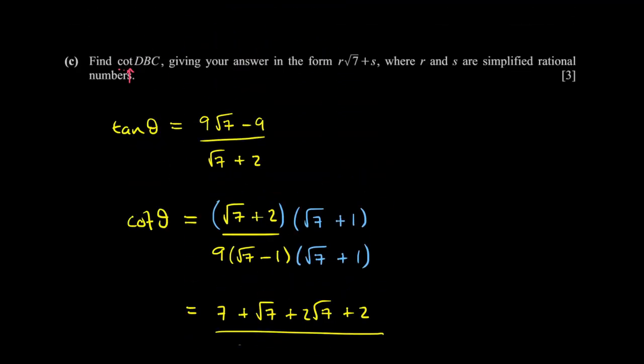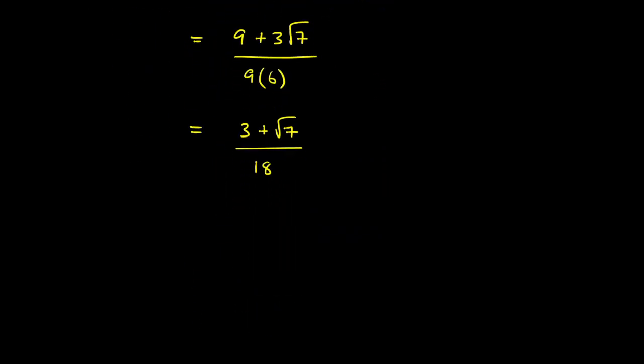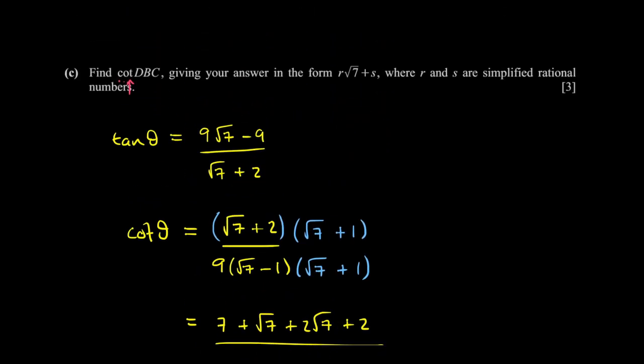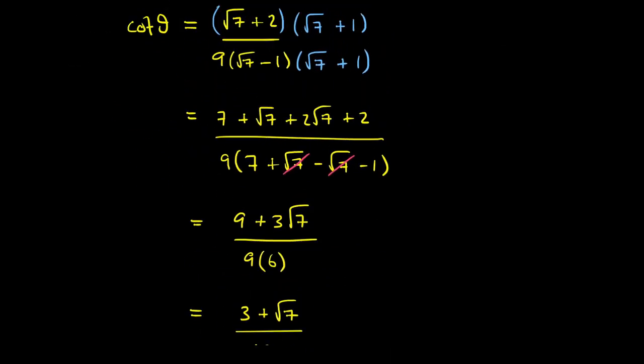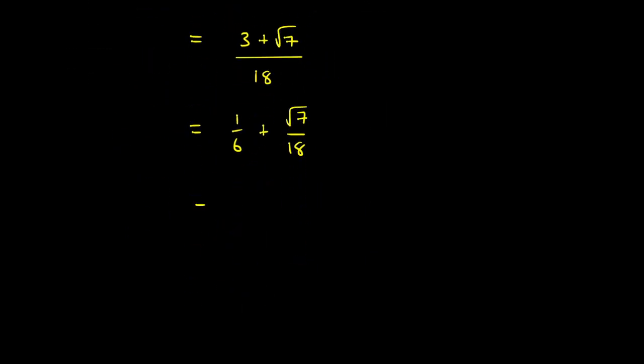Okay. And then what do we want? We want it in that form there. So this is going to be the same thing as 3 upon 18, which is 1 upon 6, plus root 7 upon 18. And so therefore, if I write it out in the way they want, r plus times root 7, that is going to be an 18th of root 7 plus a 6th. Okay, so that's what I get.